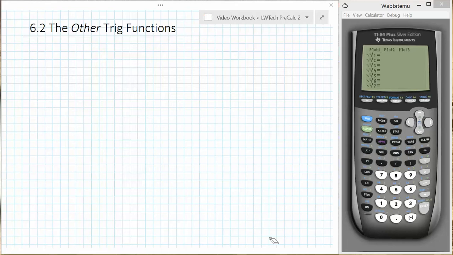Now that we've looked at our standard trigonometric functions, it's a good idea to think about what some of those other trig functions look like. In this video, we are going to consider the graphs of the secant and cosecant and their main characteristics. Let's start with the secant graph.